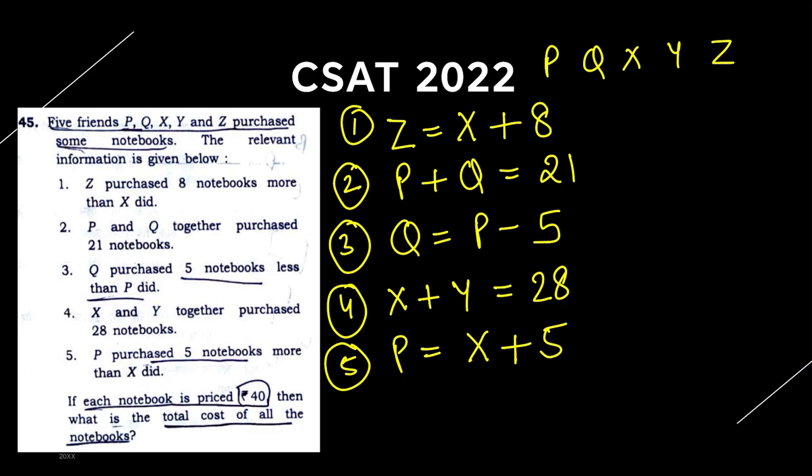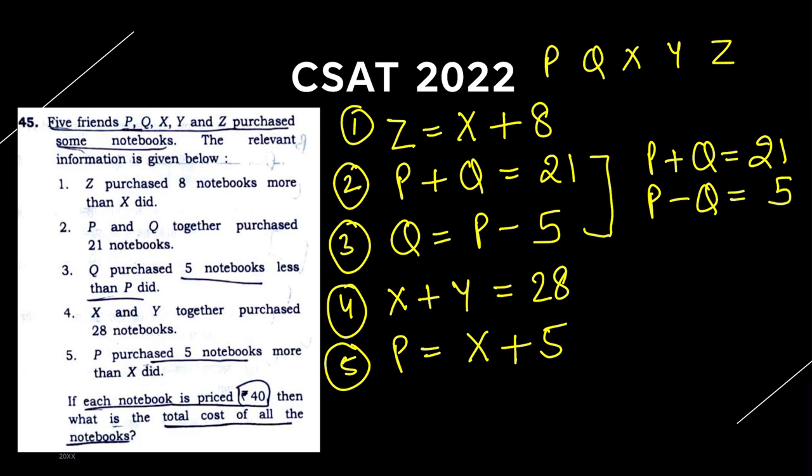If each notebook costs $40, what is the total cost of the notebooks? Total cost means the total notebooks bought by all the friends times 40. Right? So first, which one is the easiest to find? Since P and Q are the two variables, P plus Q is 21. If I simplify, Q will come to the right side and 5 will go to the other side, so P minus Q is 5.